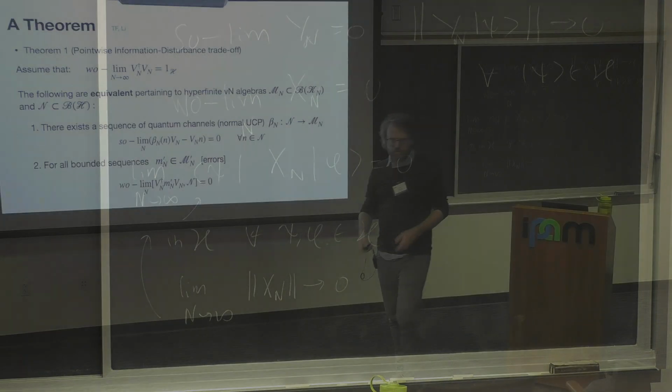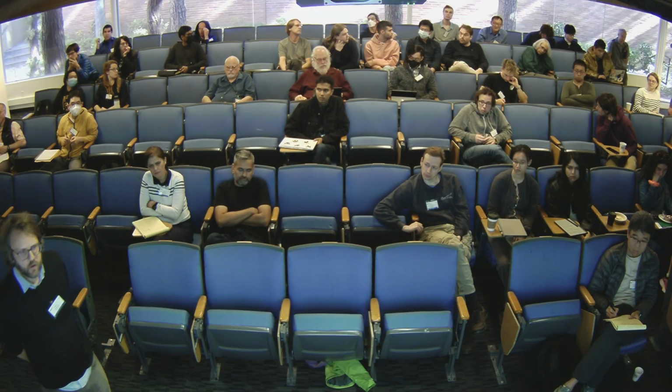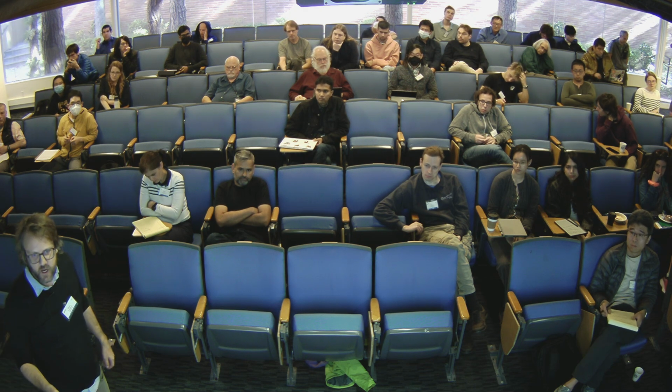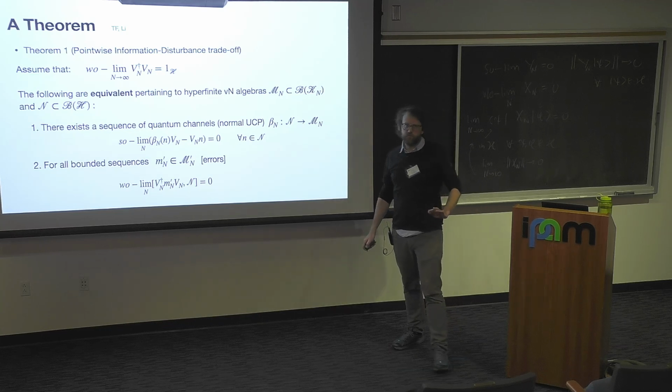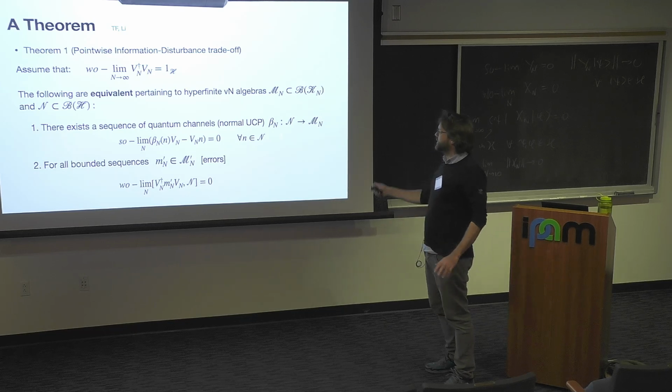Do you need this N to be a general algebra, or can you just focus on factors? Yeah, so it's just an algebra. It doesn't have to be a factor. It does have to be hyperfinite, so far. Maybe there's a general proof in the general case, but this is the one that we proved.